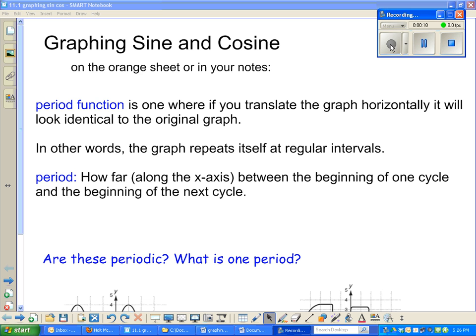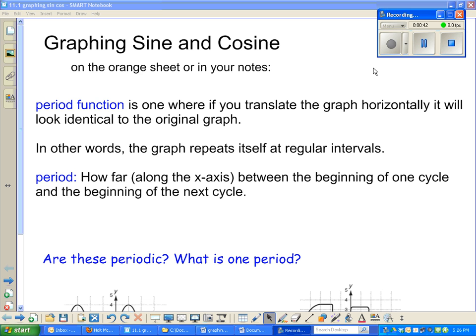But first we need to talk about a little vocabulary. First one is a periodic function. And a periodic function is where if you translate the graph horizontally, so right to left, it'll look identical to the original graph. So basically, the graph repeats itself at regular intervals.